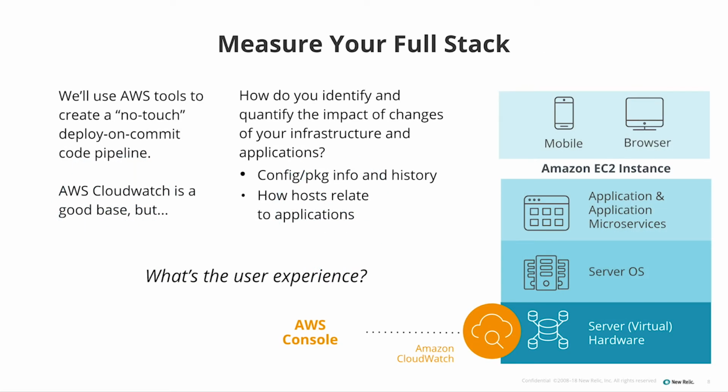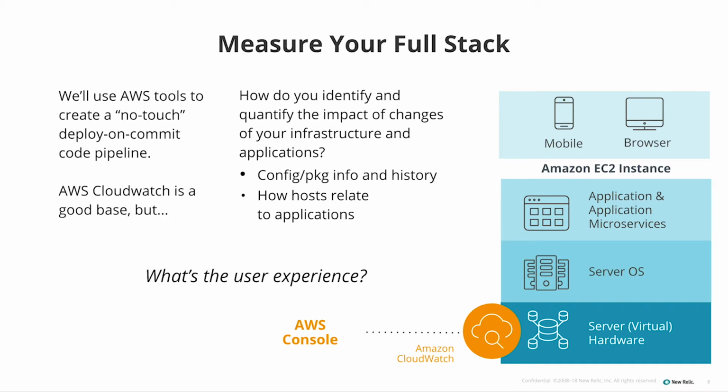So today we're going to use AWS tools to create a no-touch deploy and commit pipeline, code pipeline. Yay, that's great. And base monitoring tools, something like CloudWatch, that's great, but that only takes a look at the bottom of your stack, what's going on with your virtual hardware. So how do you identify, these changes are coming much more quickly, how do you identify what these changes you introduce, both at the infrastructure level and the application level, are doing? Is it making the user experience better or worse? Are people getting what they need? Are they seeing errors? Is it taking a long time to load things? How are you going to know?